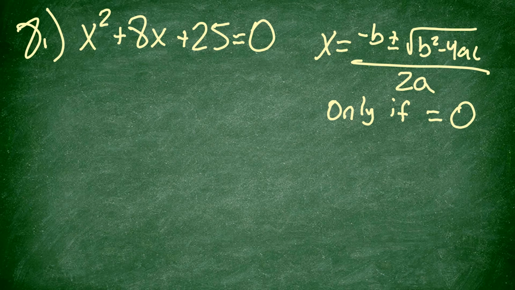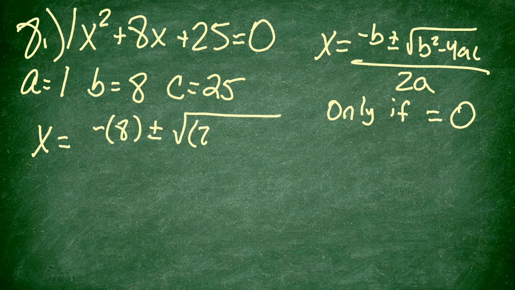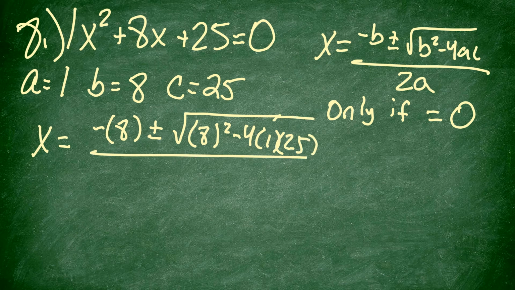So, first thing I'm going to do is say a is equal to 1, because technically there's a 1 in front of the x squared. b is equal to 8, and c is equal to 25. Now I'm going to plug it in. x is equal to the opposite of b plus or minus the square root of b squared minus 4 times 1 times 25, all over 2a.